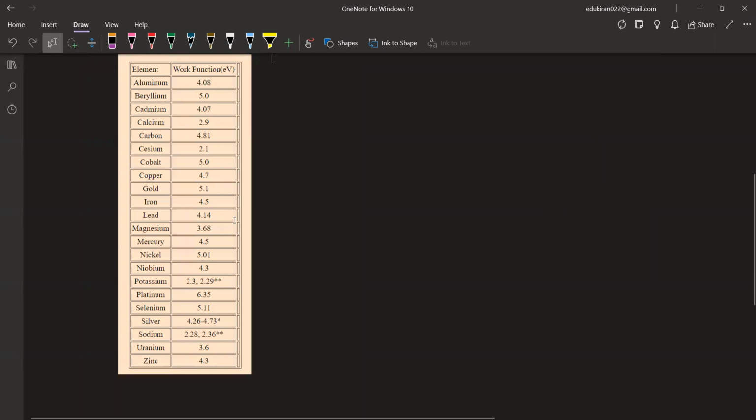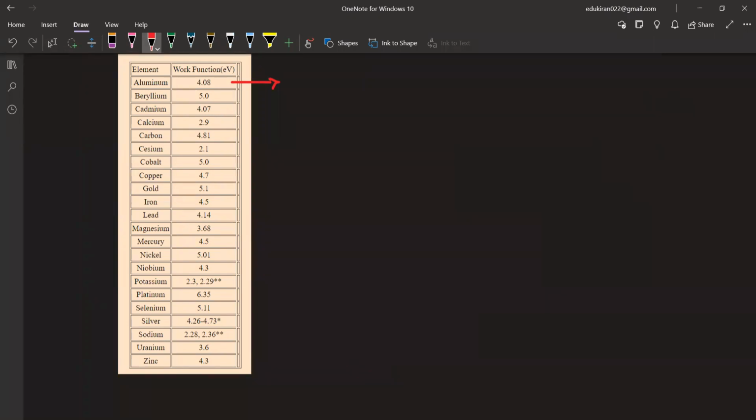Now let us look at the work function here. Aluminium, beryllium, cadmium, calcium, carbon, cesium. Right? So look at these values here. What is the atomic number of aluminium? Tell me. What is the atomic number of aluminium?